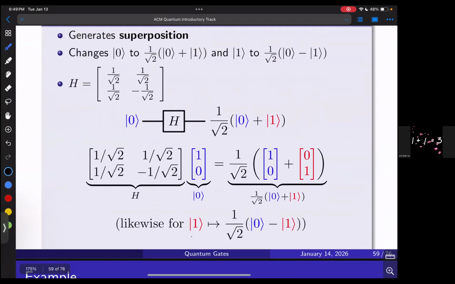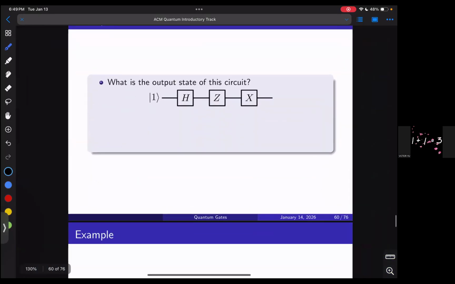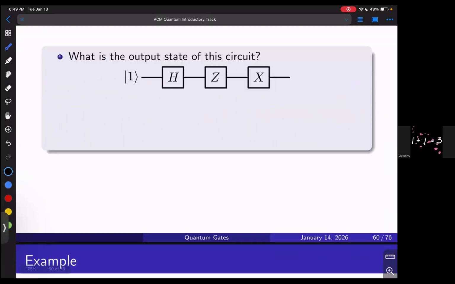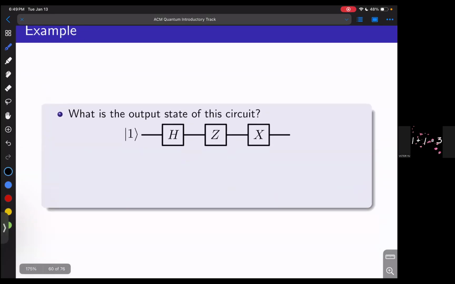Yeah, and then you can show the same thing with 1 going to this equal superposition with the minus sign in the middle. Here's an example. Let's say you have a 1 state and you apply H, the Hadamard, then Z, and then X. I think I worked out this example. Okay, no, I didn't. Does anyone want to try it? Maybe someone can do the Hadamard first, and then someone else can do the Z, and then someone else can do the X.